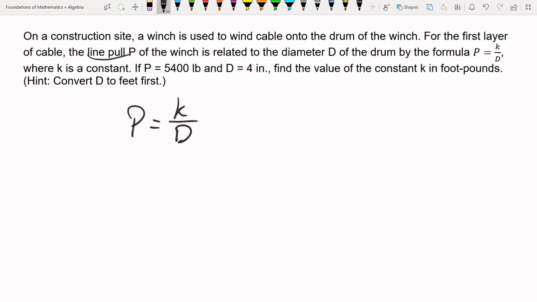For instance, pi is a constant. It's always equal to 3.14. But we use the Greek pi symbol to designate it instead of using the number 3.1415927, all that stuff. Anyways, K is a constant here, and we're trying to figure out what that constant K is, and it's going to be in foot-pounds. And we're given that P equals 5,400 and D equals 4. So P equals 5,400. K is what we're trying to find, and D equals 4.